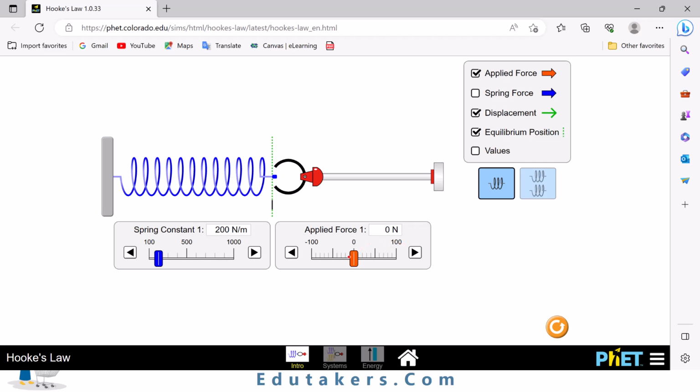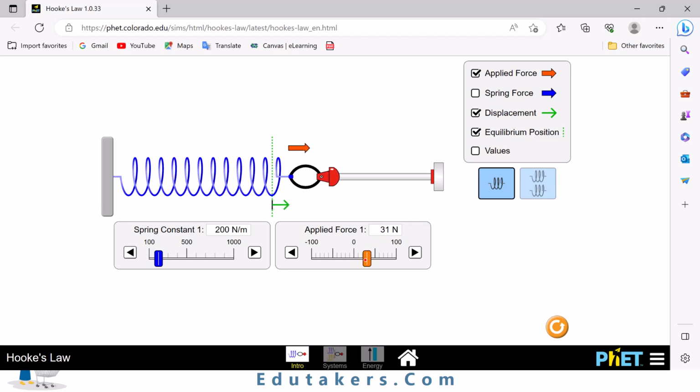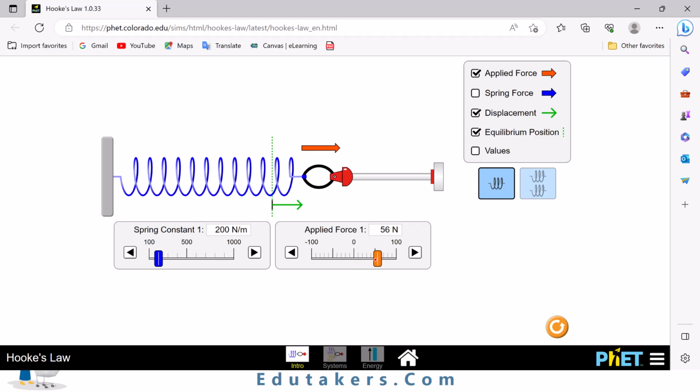Then you also want to see the direction of the displacement as well as the applied force. I apply here a force of, let's say, 5 newtons. I just want to increase the applied force. See the direction of the arrow. The applied force is represented by the red arrow, while the displacement is shown by the green arrow. Both of these are in the same direction.